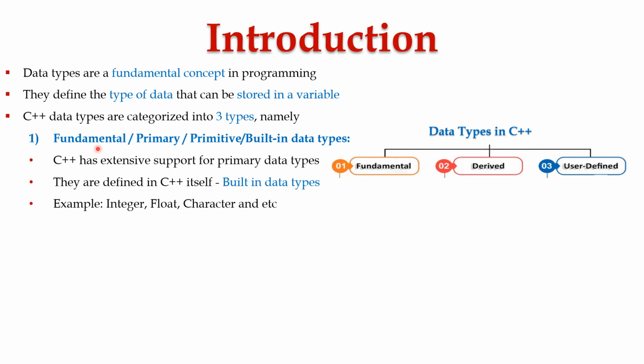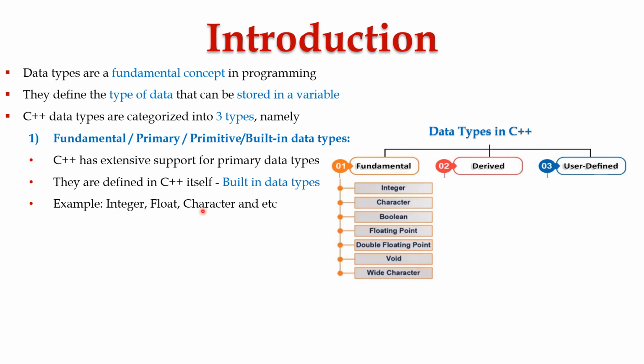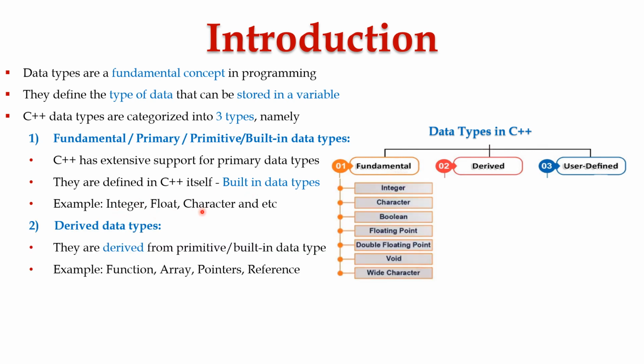Fundamental data type is also called primary, primitive, or built-in data types. C++ has extensive support for primary data types. They are defined in C++ itself, so they are called built-in data types. Example: integer, float, character, etc.